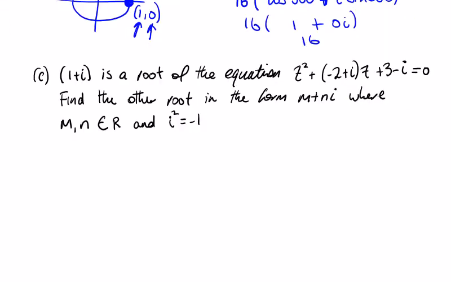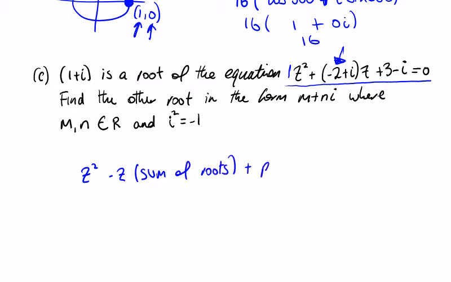Part C: 1 plus i is a root of the equation z squared plus 3 minus i, and find the other root in the form n plus ni. You can see a is real here, we have a 1, but b is not real, so we can't use the conjugate roots theorem. A little bit of knowledge again can make this an easy question. These equations are all written as z squared minus z times the sum of the roots, as quadratics are, plus the product of the roots, equals 0. Now we have a plus z in this one, so we have z times minus 2 plus i.